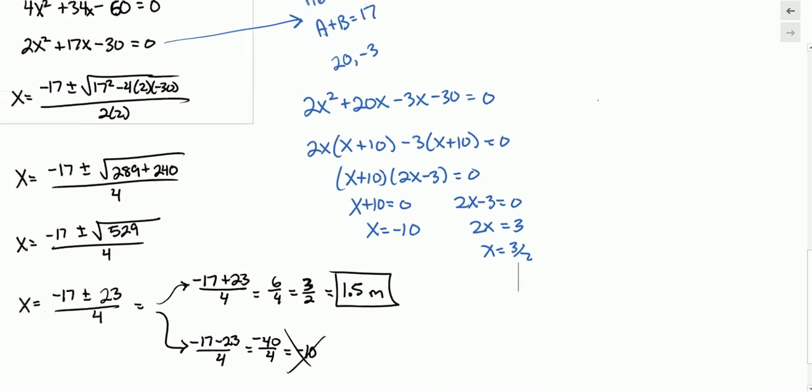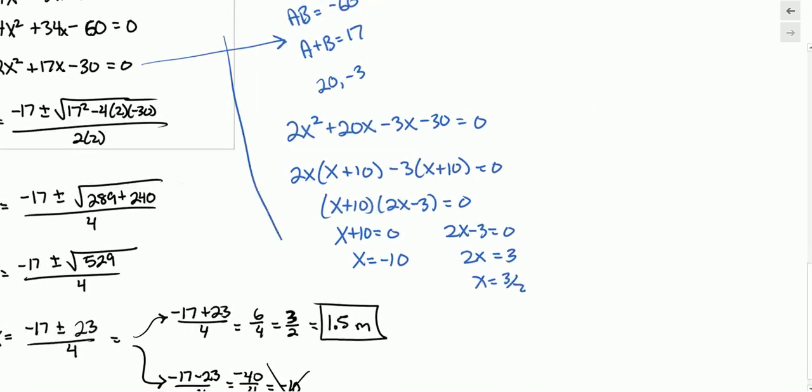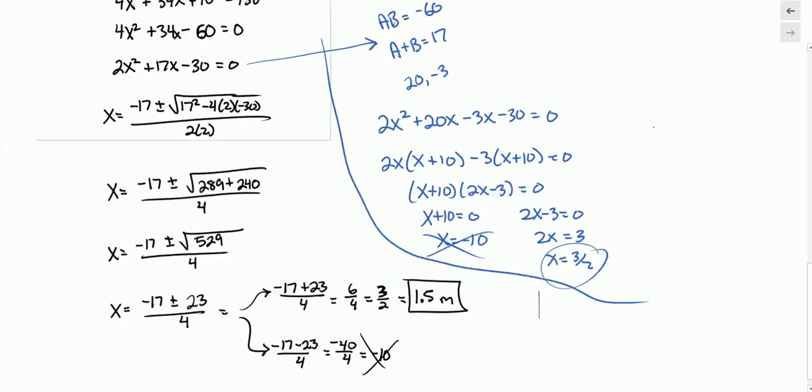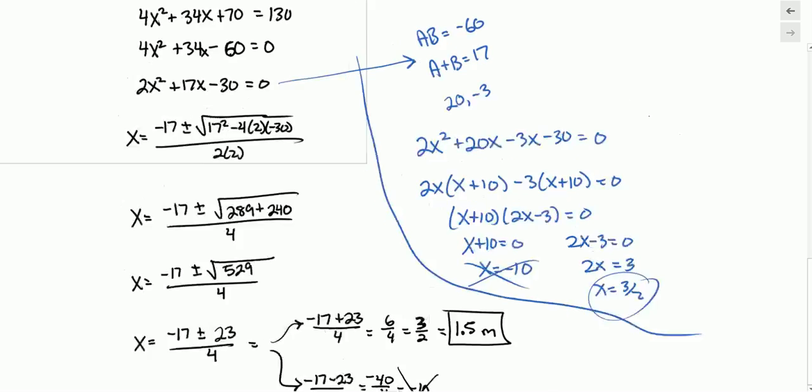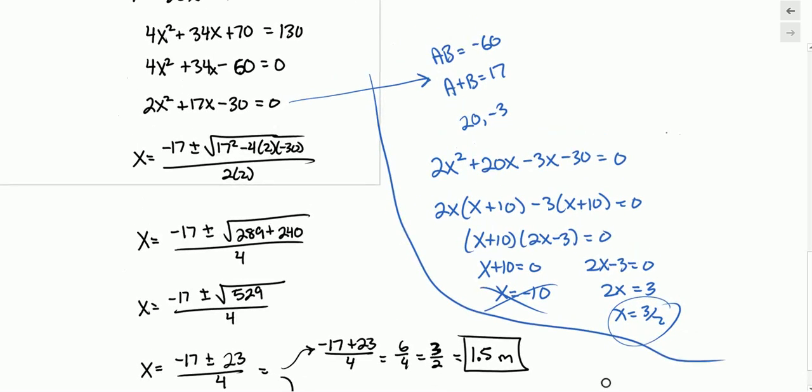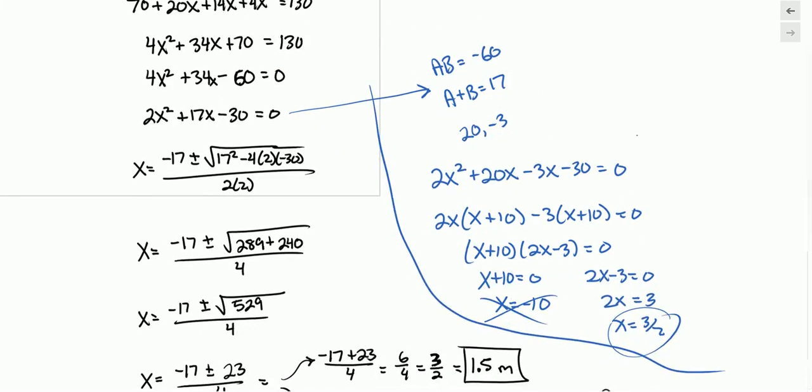Notice with this method, by factoring, we didn't have to work with such big numbers. And we throw out our negative, we still get our 3 over 2. I think it's easier. So it's always nice to check to see if you can factor something. It might turn out better.